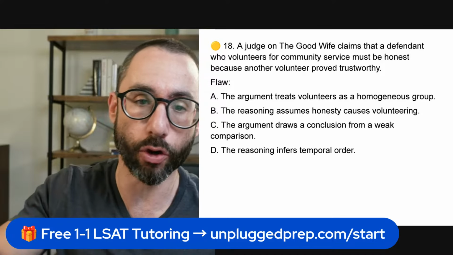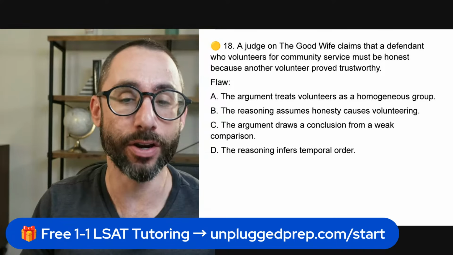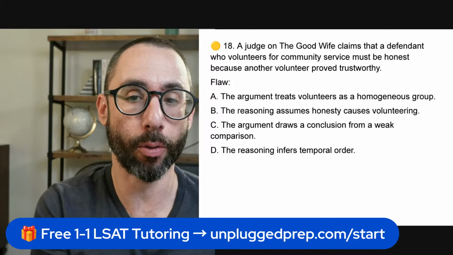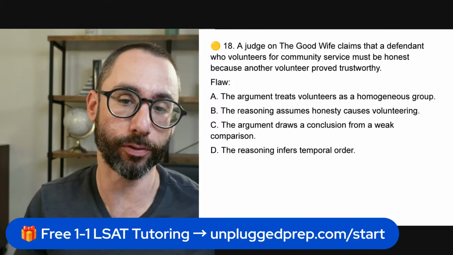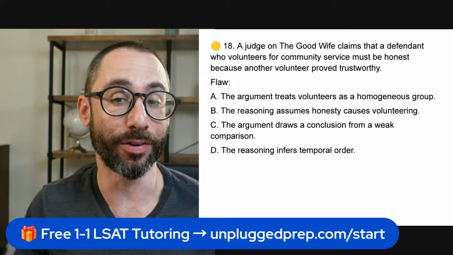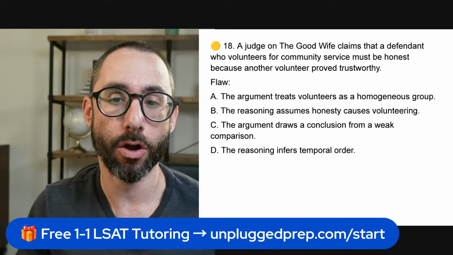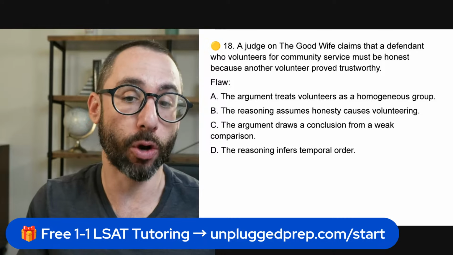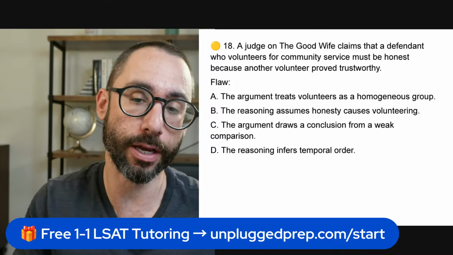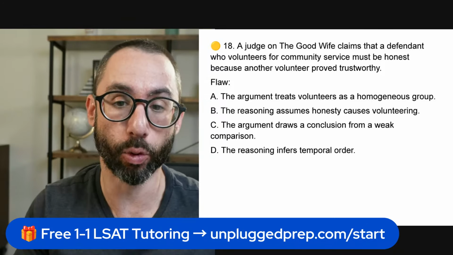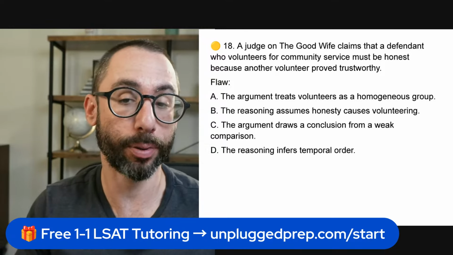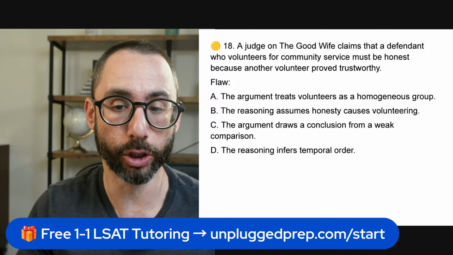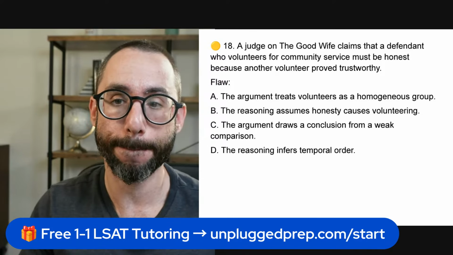A judge on The Good Wife claims that a defendant who volunteers for community service must be honest because another volunteer proved trustworthy. What is the flaw? A, the argument treats volunteers as a homogeneous group. B, the reasoning assumes honesty causes volunteering. C, the argument draws a conclusion from a weak comparison. Or D, the reasoning infers temporal order. When you have your answer, please drop it in the chat, A, B, C, or D. If you're not sure, just drop a question mark, but do commit to an answer.